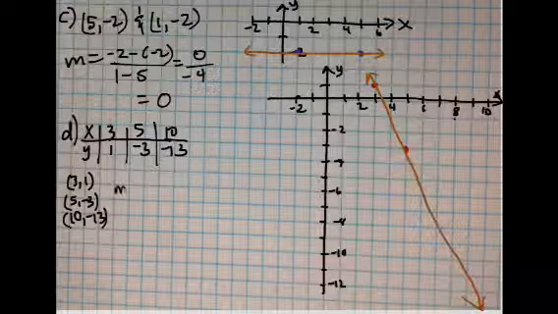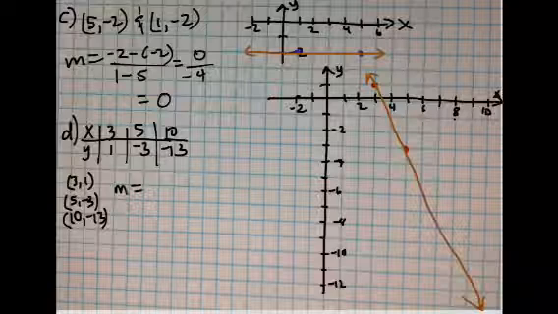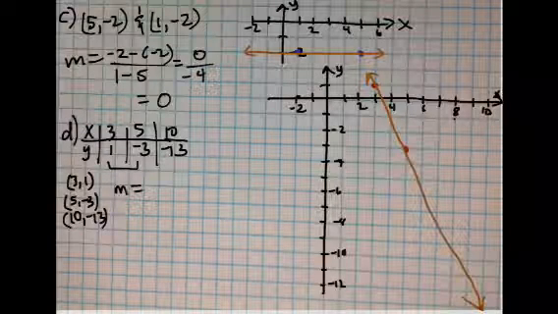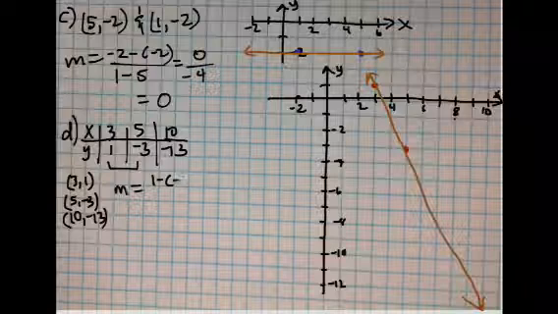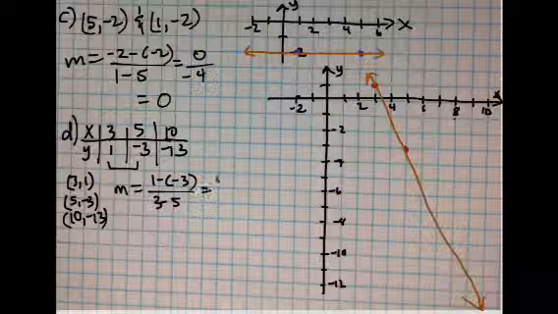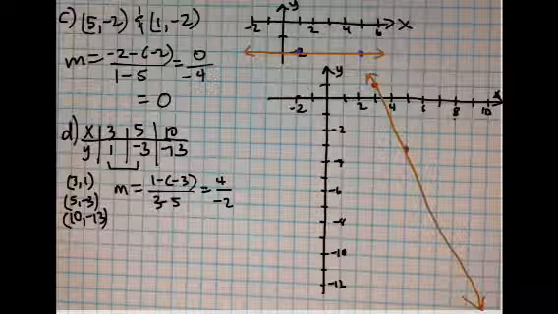So the slope would be change in the y divided by change in the x, and it doesn't matter which 2 points you pick. I'll show you all 3. So if we start with these 2, you end up with 1 minus negative 3 divided by 3 minus 5. So that's going to be 4 over negative 2, which is negative 2. Okay, so it checked out.